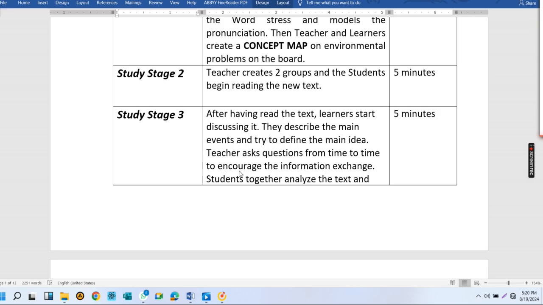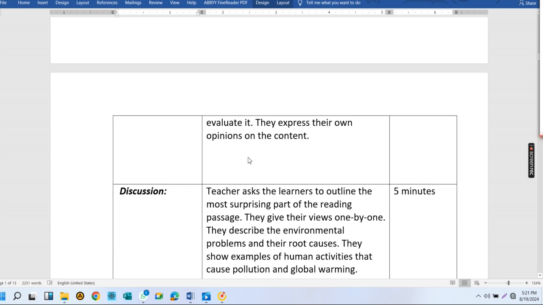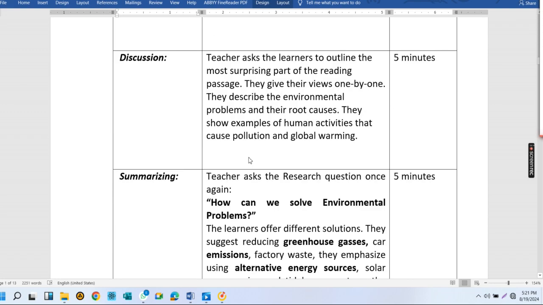My learners will read the text and put some marks beside it, for example, plus, minus, question mark, or exclamation mark, etc. And they will read and comprehend the content of the reading passage. Then the teacher will ask them to give their views on the text. They will define the main idea of the reading passage. They will also describe the events in the text. They will give information on the content of the passage. They will exchange information with one another.